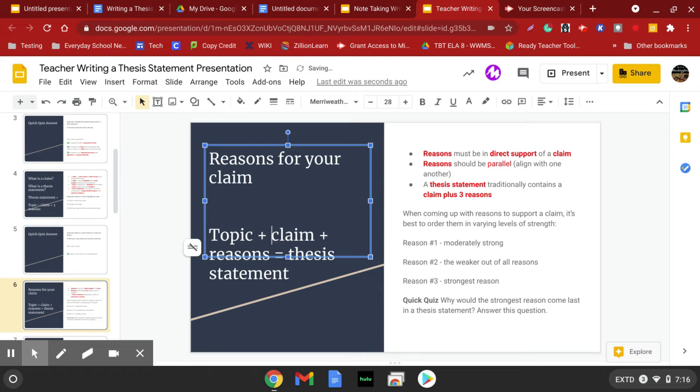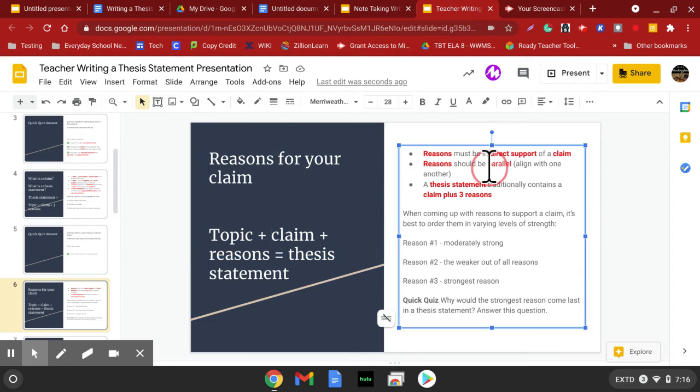Claim plus your reasons equals a thesis statement. Reasons must be in direct support of a claim. So if I want to give you a reason why my answer is correct, I have to say because of reason 1, reason 2, and reason 3. Reasons should be parallel or aligned with one another, so you're not going to go off on some tangent about something totally different. It has to be something similar.